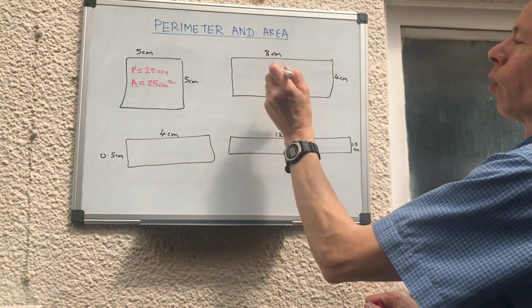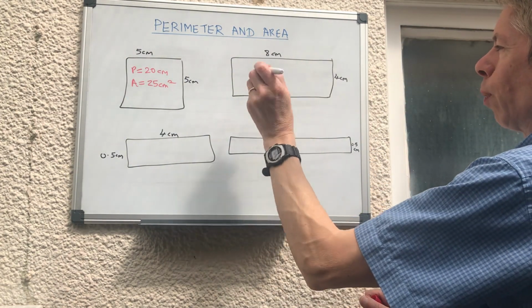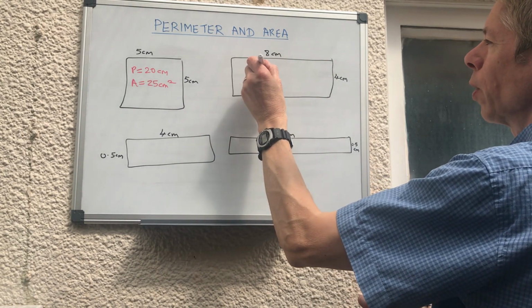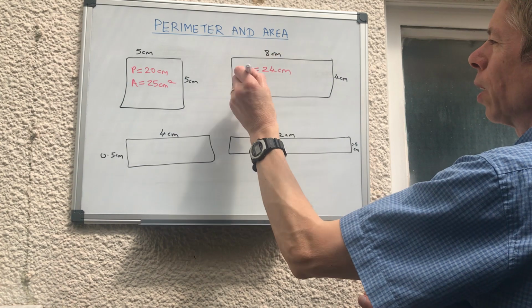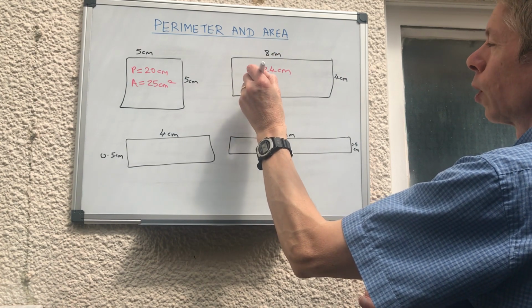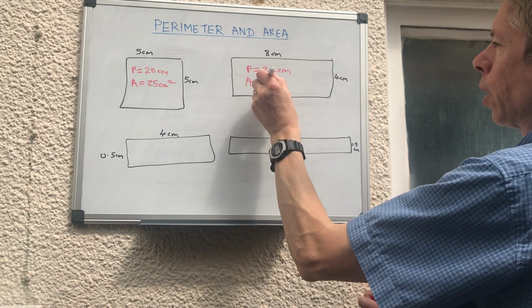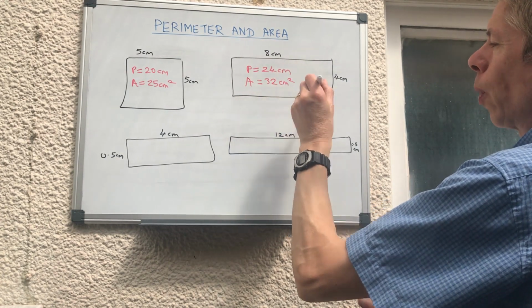Next one, perimeter is 8 plus 4 plus 8 plus 4, or 16 plus 8, which is 24. So perimeter is 24 centimetres. Area is going to be 8 times 4, which is 32 centimetres squared.